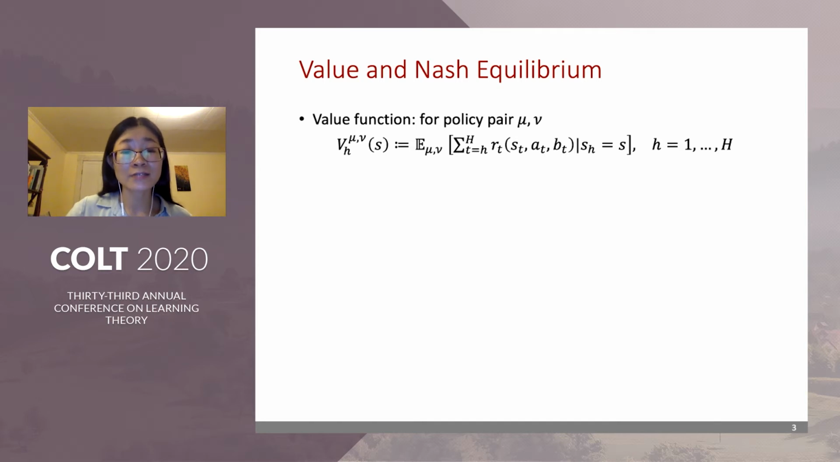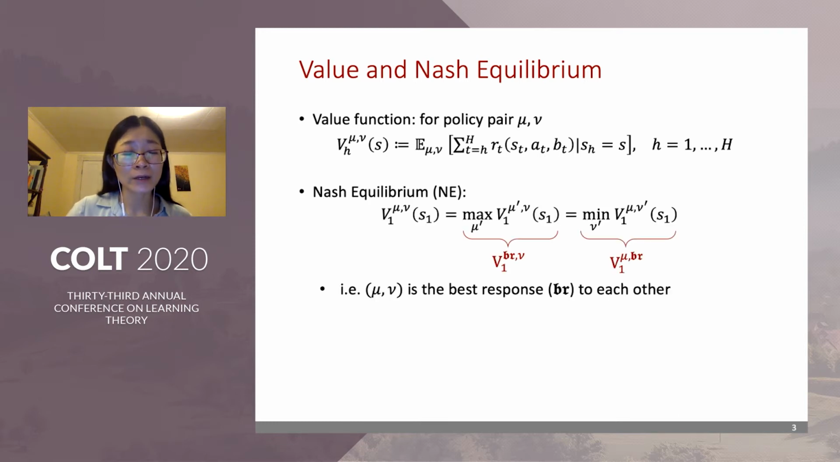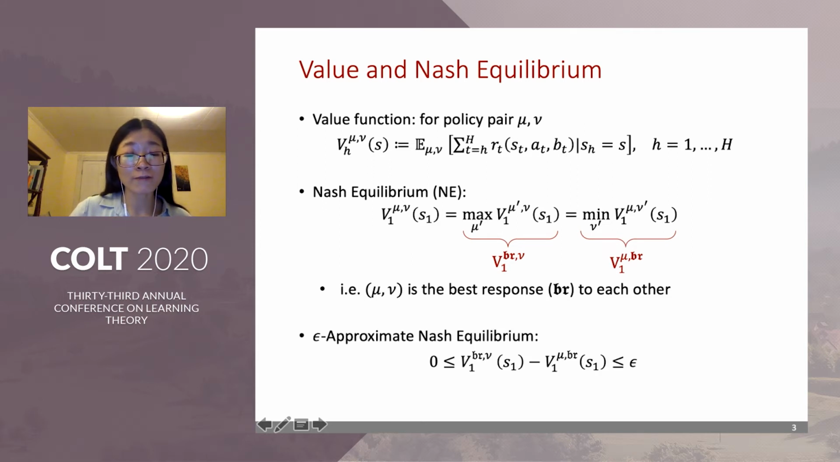Now, in the zero-sum game setting, player 1 tries to maximize the value function, and player 2 tries to minimize the value function. And a Nash equilibrium for the game is a pair of policies, such that each of them is the best response to the other. So for player 1, the policy mu maximizes the value function when player 2 plays the fixed policy nu, and vice versa for player 2. An epsilon-approximate Nash equilibrium for the game is a pair of policies, such that the gap between these two best responses to the value function is upper bounded by epsilon.